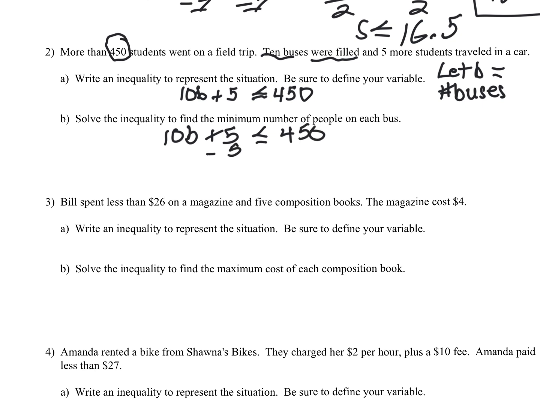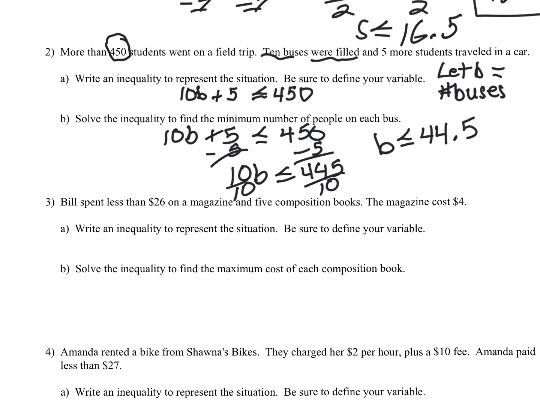Take away 5, take away 5. We get 10B is less than or equal to 445. And then we divide by 10. Then we get B is less than or equal to 44.5. So that means 44.5 people are on each bus.